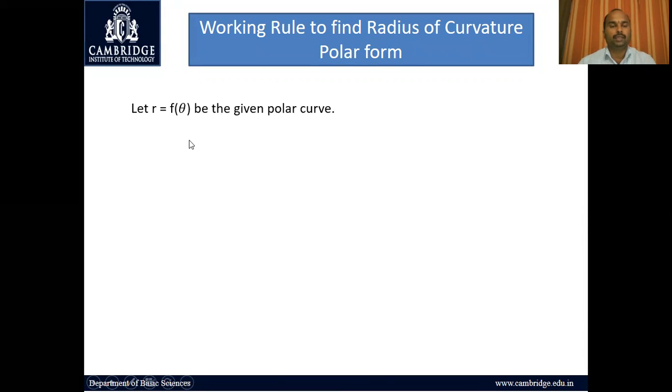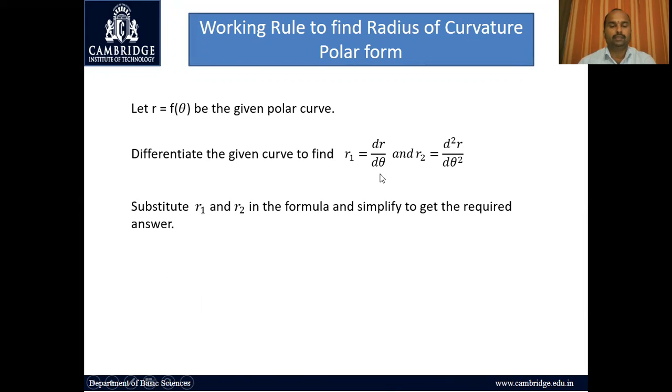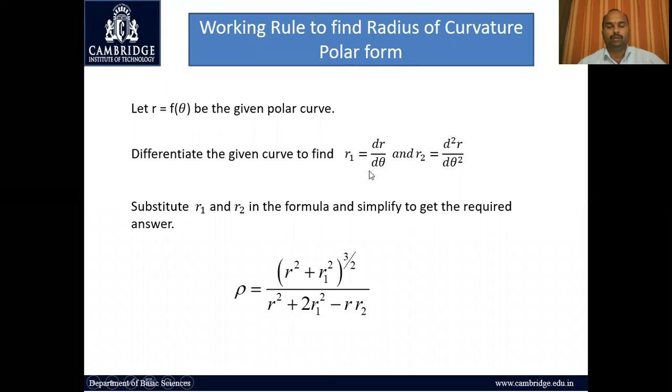Now what is the procedure? Again take r equals f of theta, find out r1 and r2 by differentiating with respect to theta, and then substitute these r1 and r2 in the formula, that is rho equals (r square plus r1 square) to the power of 3 by 2 divided by (r square plus 2 r1 square minus r into r2). Means in case of a polar form, we have to find out r1 and r2, substitute in this formula, and simplify to get the radius of curvature.